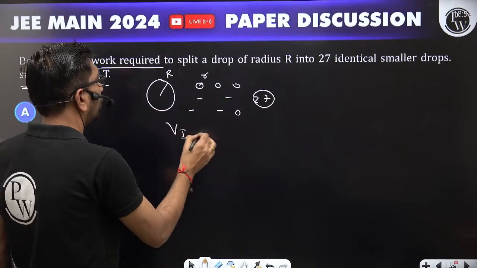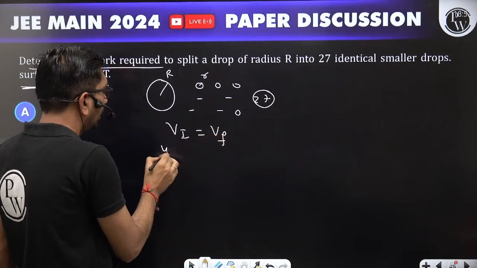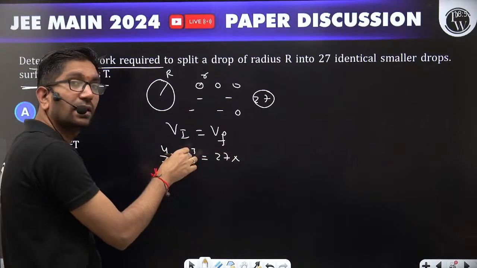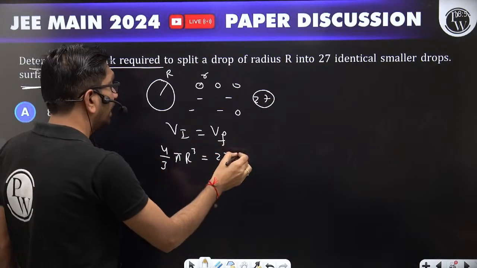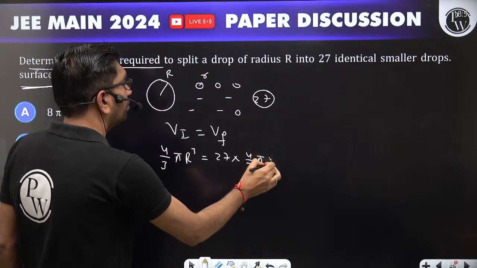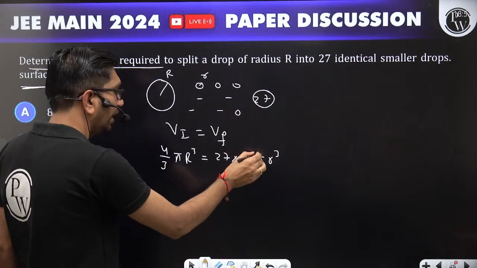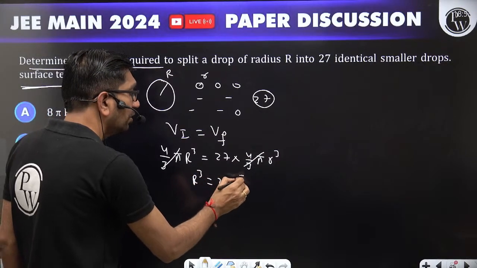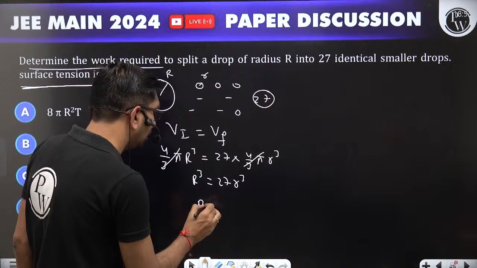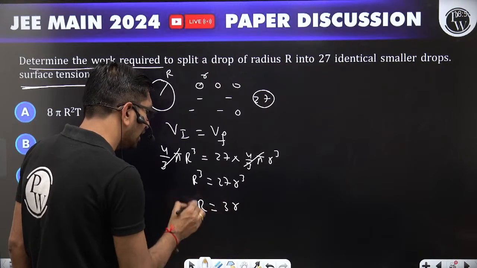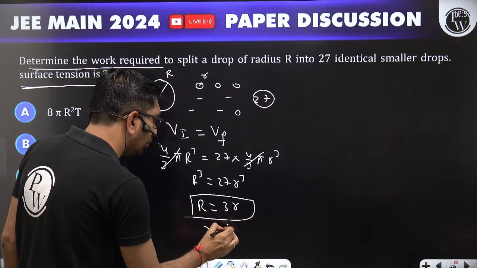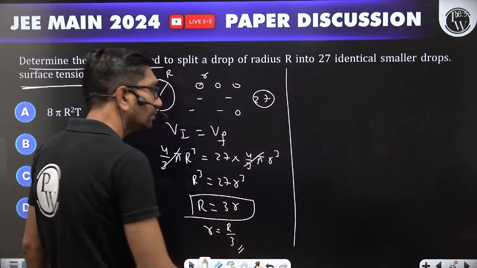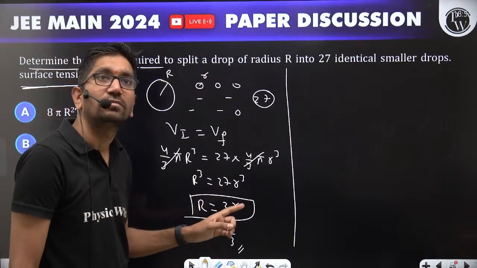Now, initial volume equals what? Final volume. Here 4/3 pi capital R cubed is equal to 27 times 4/3 pi into small r cubed. This cancels, so capital R cubed equals 27 into small r cubed. So we can write small r as capital R by 3.